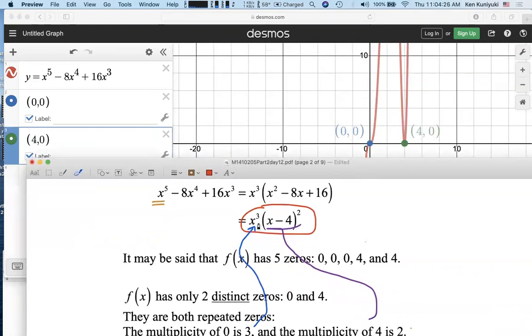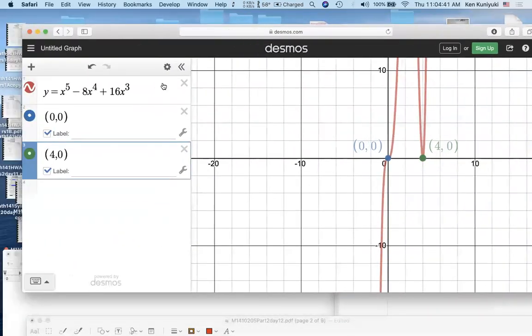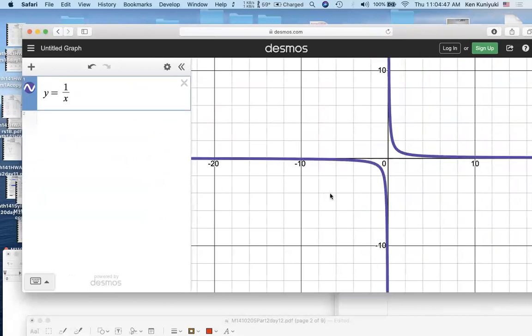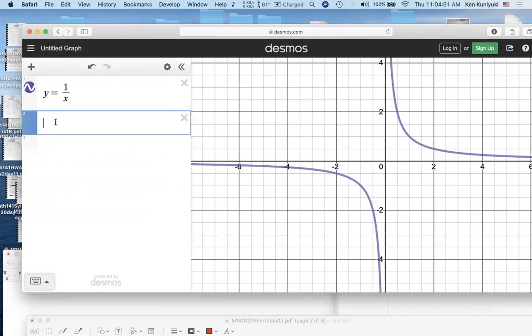Now, the multiplicities here tell us about cutting versus bouncing on the x-axis, at the x-intercepts. But what if these factors were in the denominator? So what happens then? What if we have y equals 1 over x? It's this hyperbola, and the y-axis, x equals 0, is a VA.